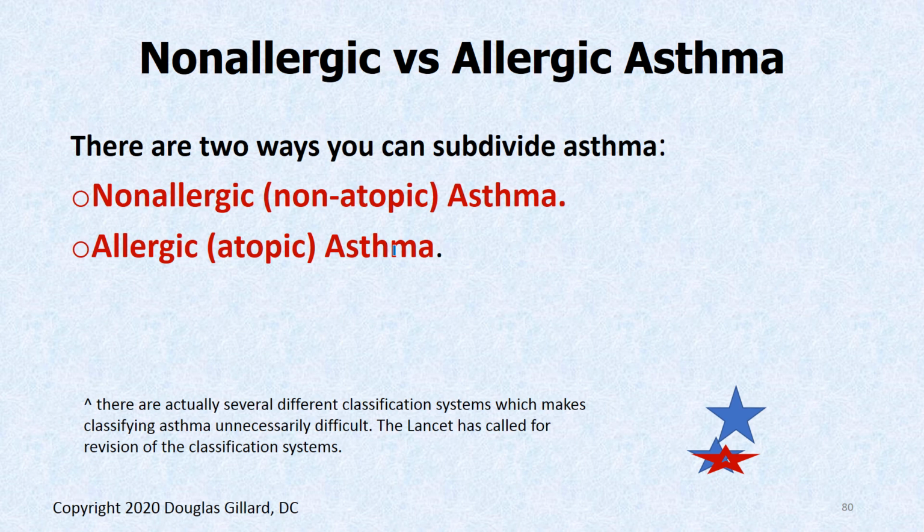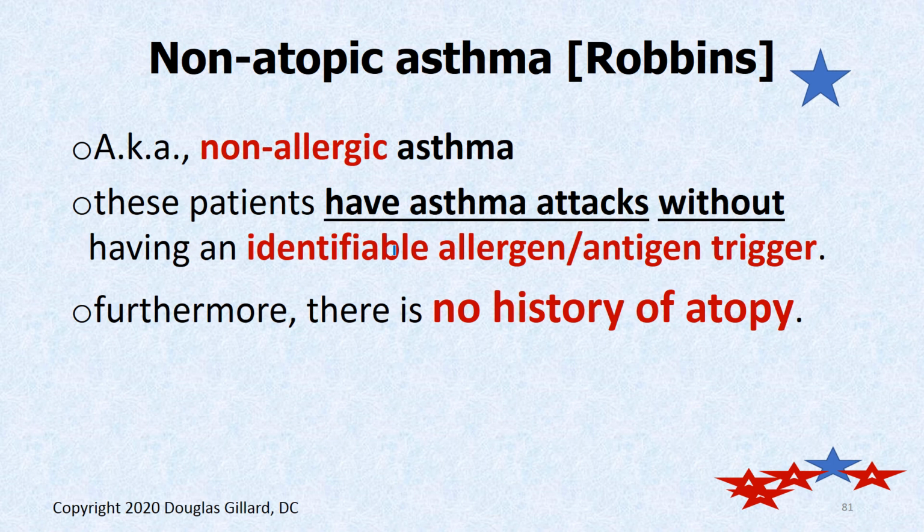There are 2 ways to classify asthma. You can classify it as non-allergic asthma or allergic asthma. The more medical way to classify it, which would probably be on boards, is non-atopic asthma versus atopic asthma. Let's take a look at non-atopic asthma. Another AKA for that one is non-allergic asthma.